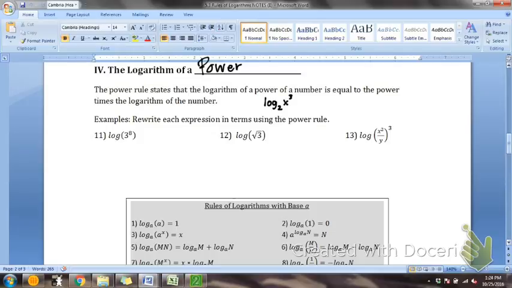Log base 2 of x to the third. The power rule states that this power comes out to be a coefficient. So then this would become 3 log base 2 of x. So all it's saying is that an exponent becomes a coefficient out front. If we were to go this way, this would be expanding it. So if we were to condense it, this 3 would become an exponent here, right? That's if we were going back this way. Okay, so they swap places with each other.